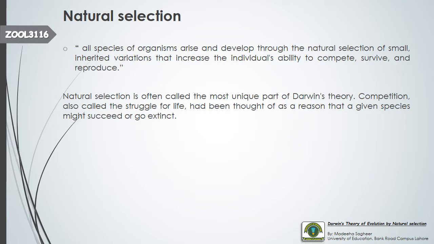Competition is also called the struggle for life, and had been thought of as a reason that a given species might succeed or go extinct. This depends on the competition between the individuals of a population, which individual will succeed in life and survive properly, or which individual will die, and ultimately which species goes extinct.